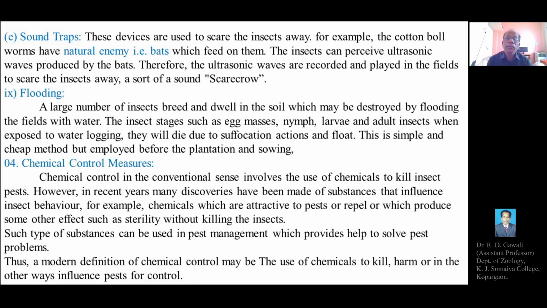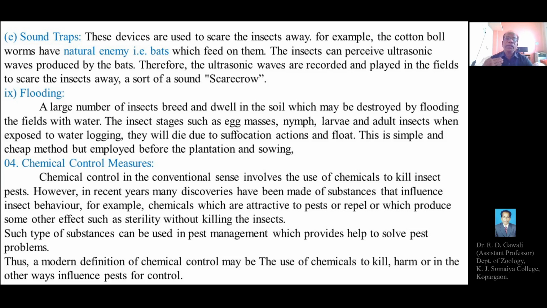Hello everyone. Today we are going to explain the fourth method of pest control, that is chemical control method or chemical control measures. So chemical control in the conventional sense involves the use of different chemicals which kill the insect pest.